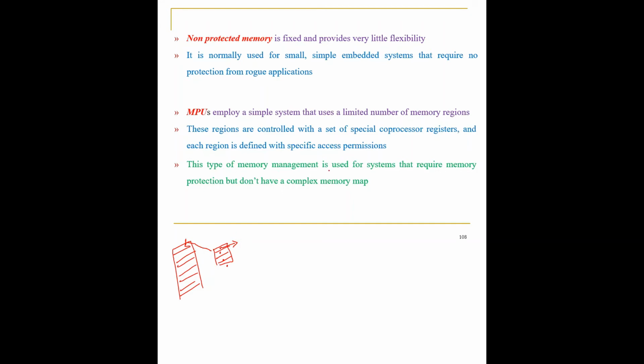This type of memory management is used for systems that require memory protection but don't have a complex memory map, which means that your data is essential but not that important. In that case, you will have a code which will be stored in some part of the memory. You need to go to that part of the memory, get the code, and later you will have access to that particular memory.